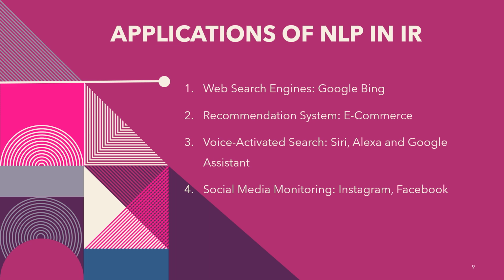Recommendation systems, that is e-commerce. For example, e-commerce sites like Amazon or streaming services like Netflix use natural language processing to suggest relevant items by analyzing users' search history, reviews, or previous behavior. NLP helps provide personalized recommendations that align with users' preferences.